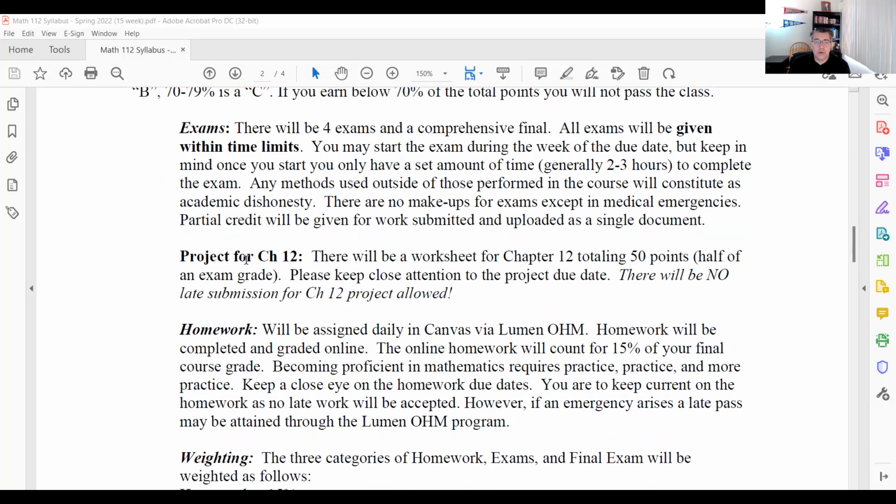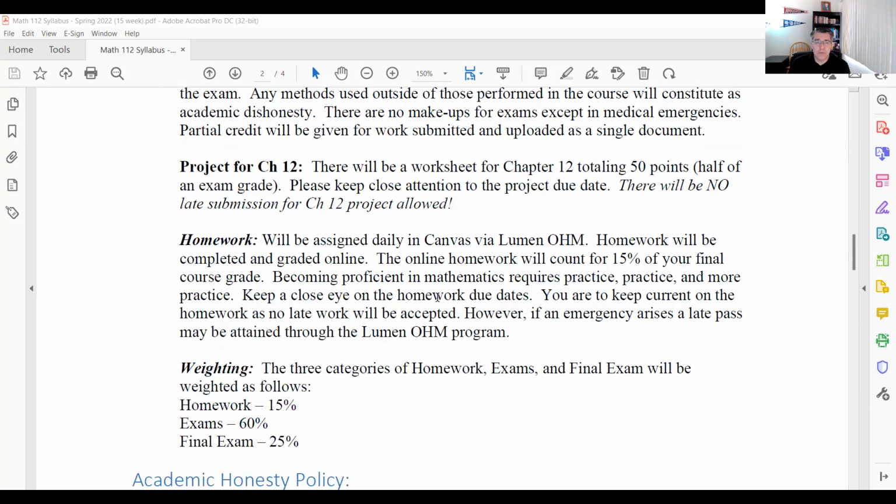Project for Chapter 12, there will be a worksheet for Chapter 12 totaling 50 points. Please keep close attention on the project due date. It's usually at the end of the class. There will be no late submission for the Chapter 12 project allowed.